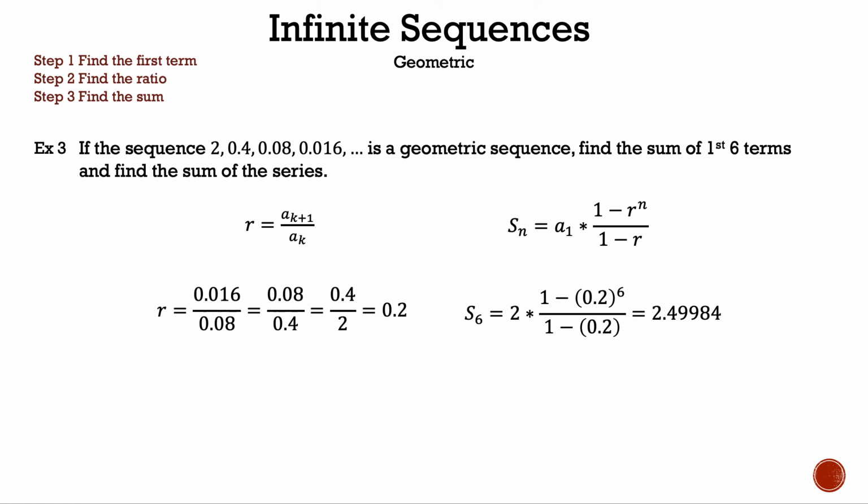Now let's answer the last question. Find the sum of the series. Let's write down the formula that we need. S is equal to a sub 1 divided by the quantity of 1 minus r. We know a sub 1 is 2. We know r is 0.2. So let's go ahead and substitute that into the formula. And now we have S is equal to 2 divided by the quantity of 1 minus 0.2. And our result is 2.50. We found our answers for example 3.